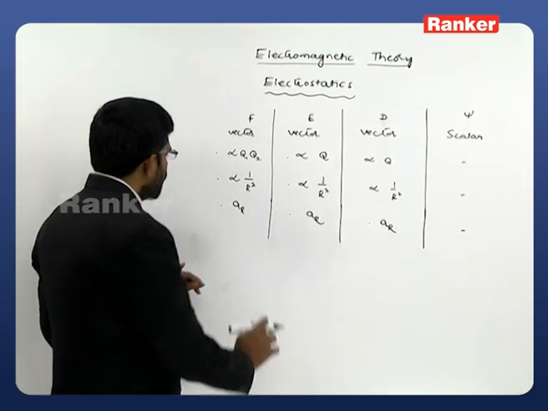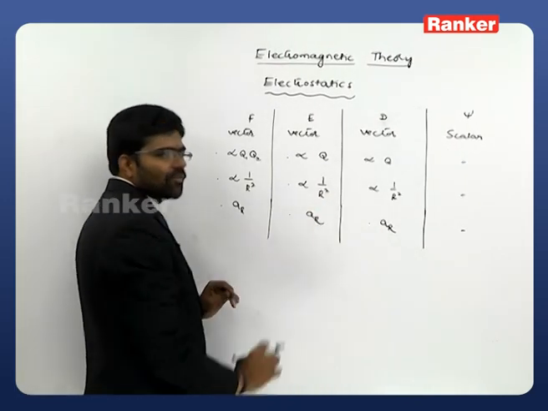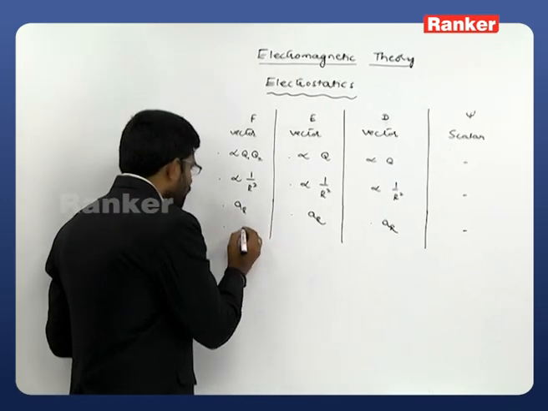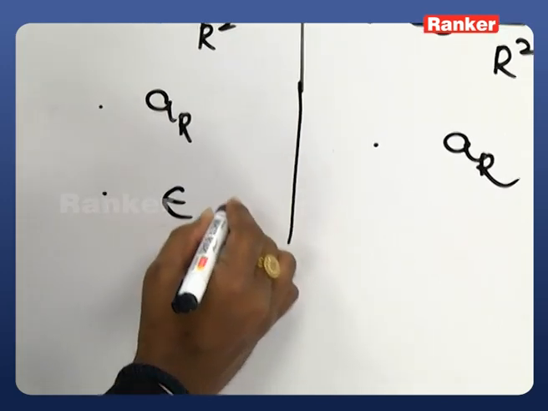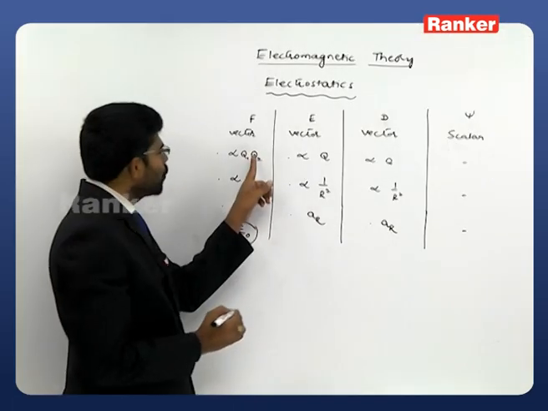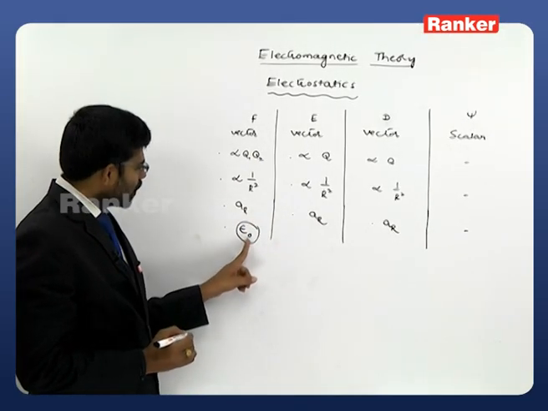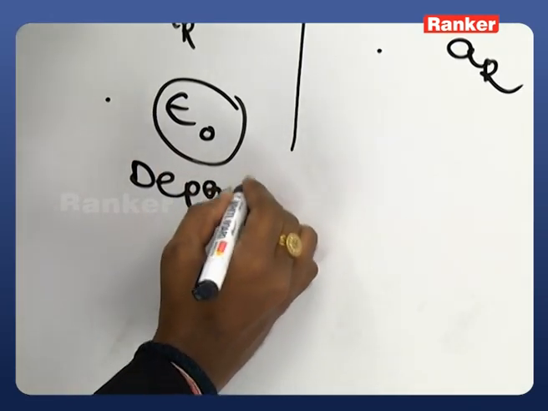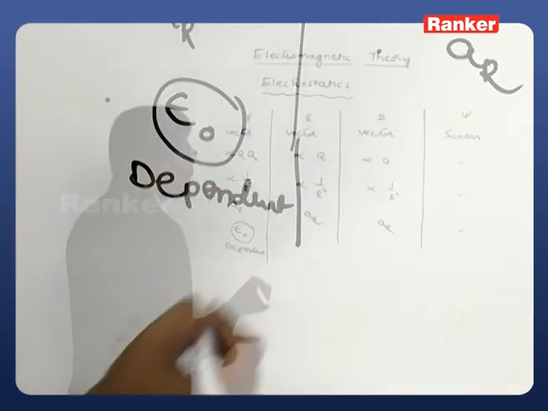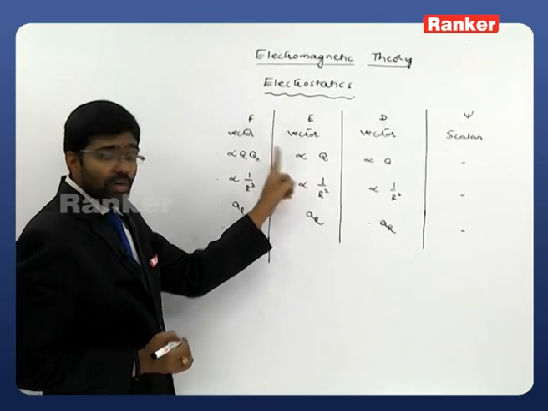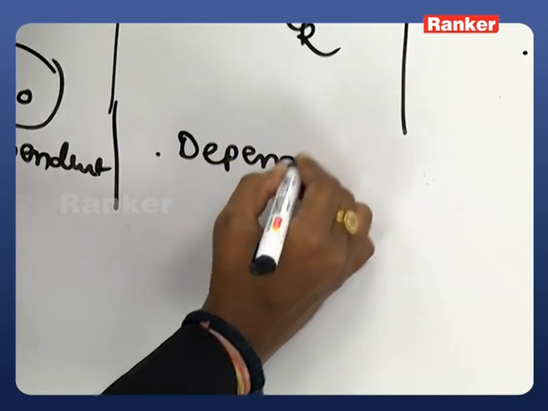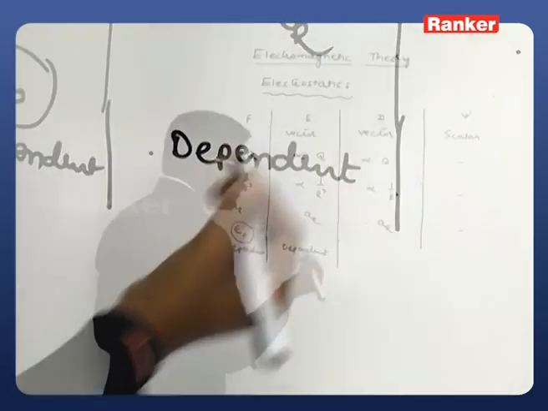Now clearly, which one is independent of the medium and which one depends on the medium? Force clearly depends on the medium. What we have is epsilon naught or epsilon in this equation. Since we have epsilon in this equation, it is medium dependent. Now go to E. E also is medium dependent. In E also we have epsilon, that's why it is medium dependent.